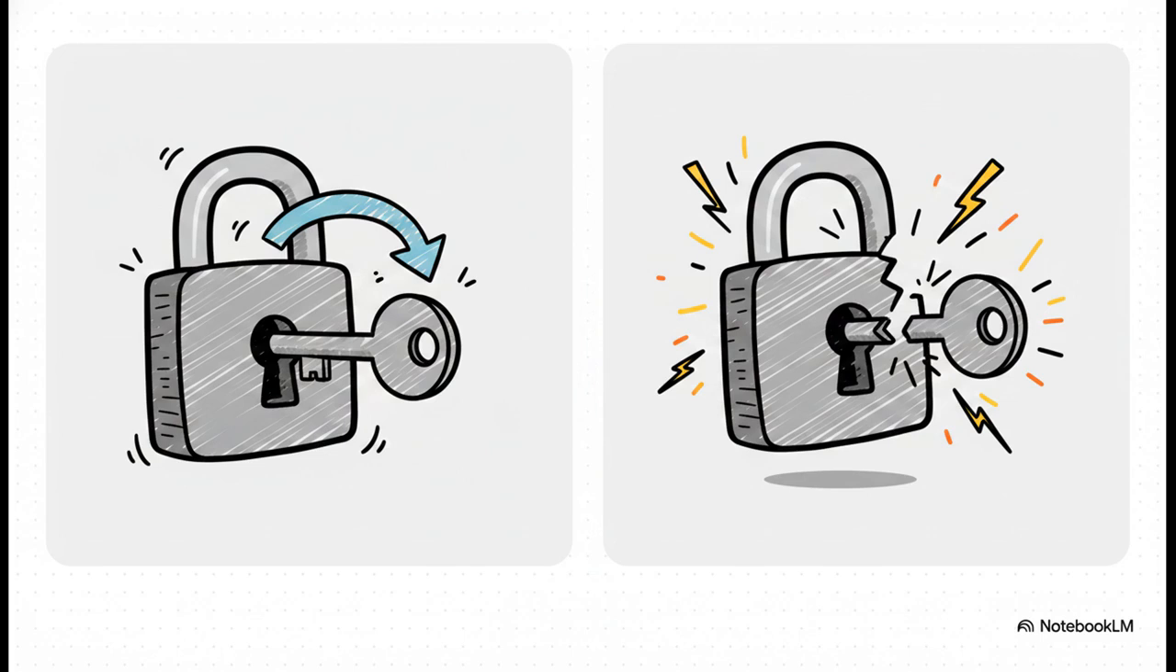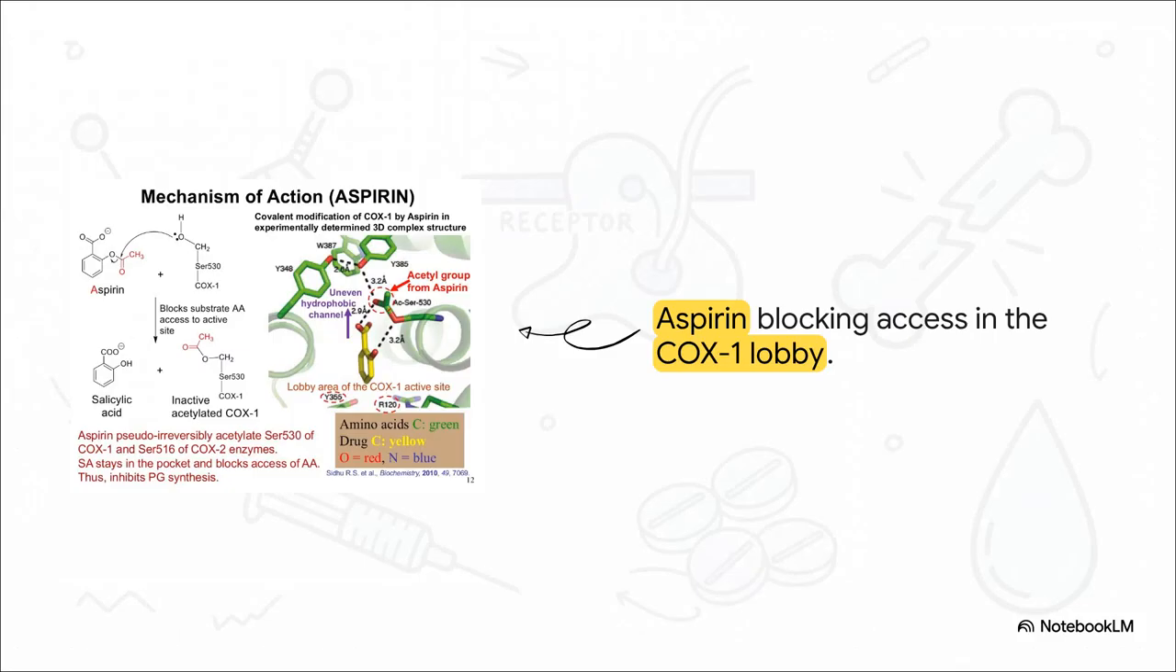Okay, so the biggest takeaway here is understanding how these drugs act over time. Your standard NSAIDs, they're competitive reversible inhibitors. They just kind of pop in and out of the enzyme's keyhole, competing with the natural acids. But aspirin performs a pseudo-irreversible covalent modification. To put it simply, while most drugs just visit the lock, aspirin essentially shoves itself in and violently breaks its key off inside.